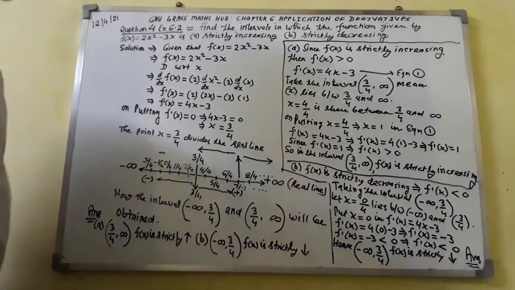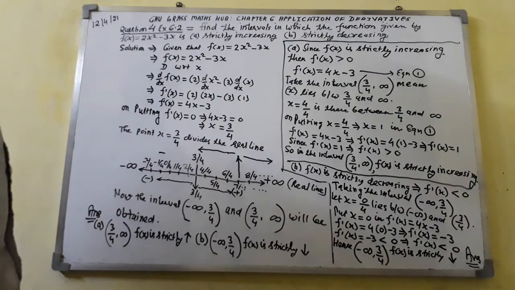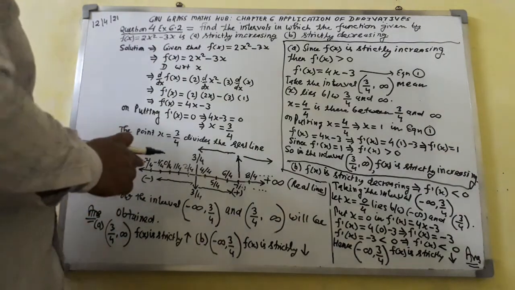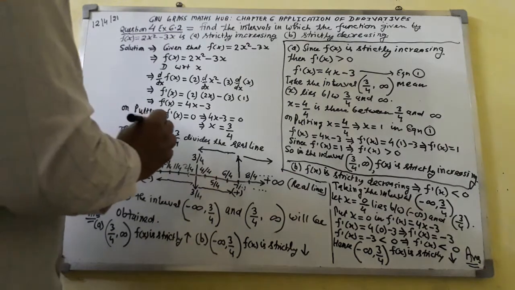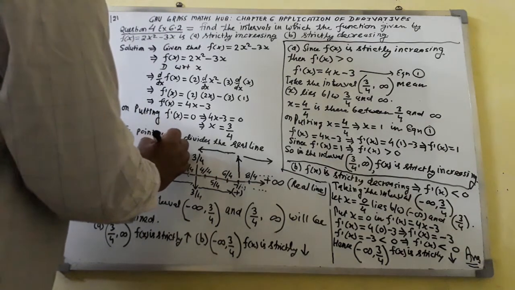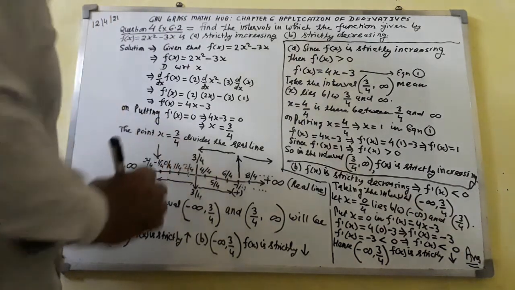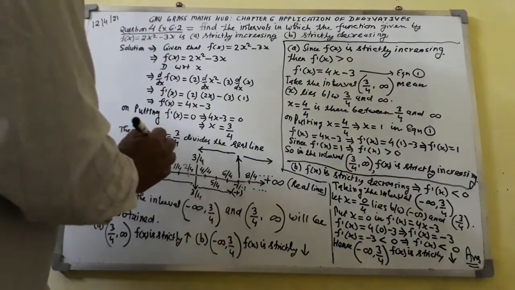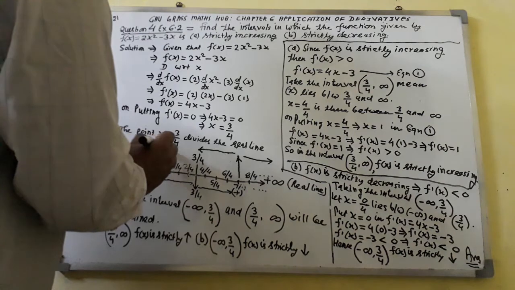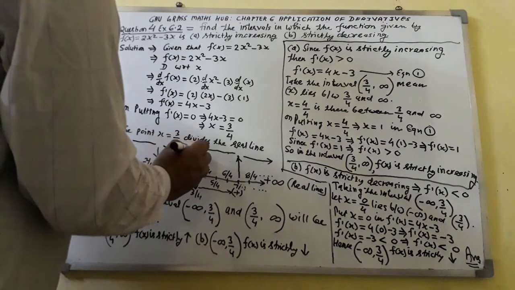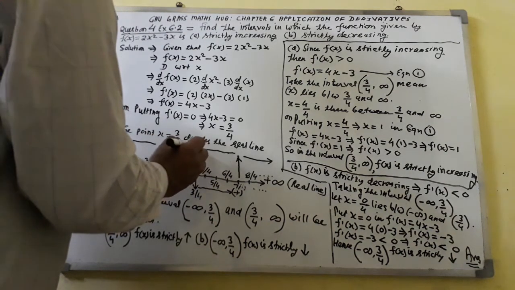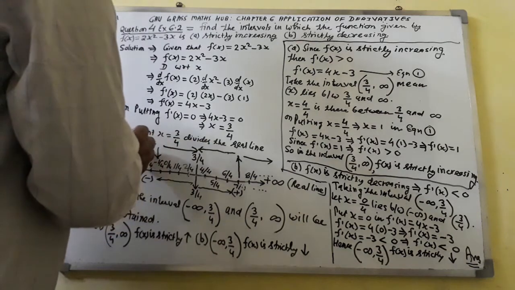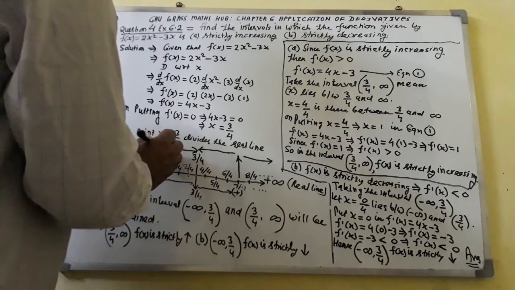This is the proper explanation and solution of question number 4, exercise 6.2 of chapter 6, application of derivative of NCERT 12 mathematics.